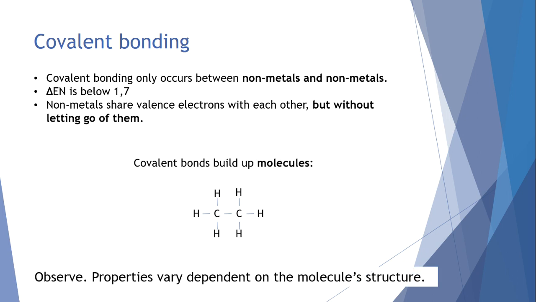We've been talking about properties of ionic compounds, and we've been talking about properties of metallic compounds. There are some properties specific to molecules, but they vary a lot dependent on the molecule structure and shape, as we will see, for example, when we talk about intermolecular bonding later on.